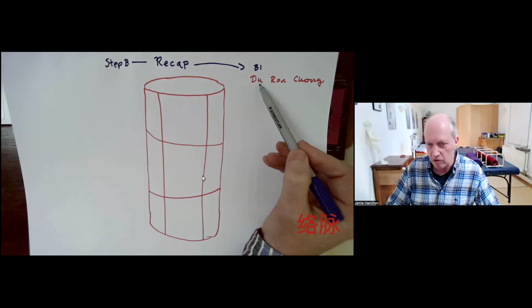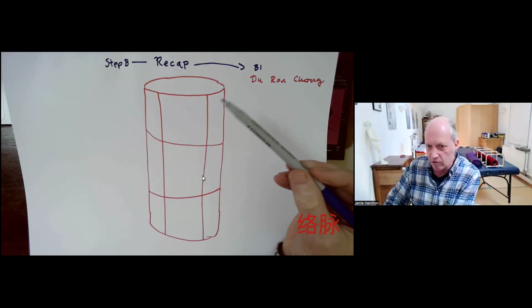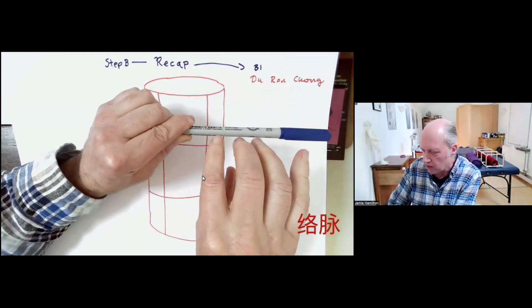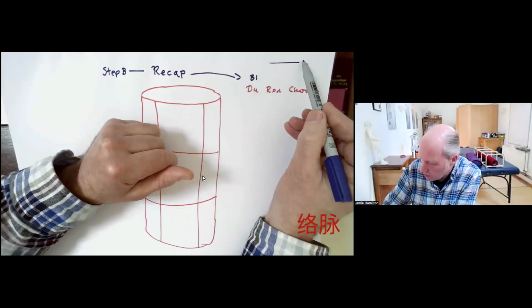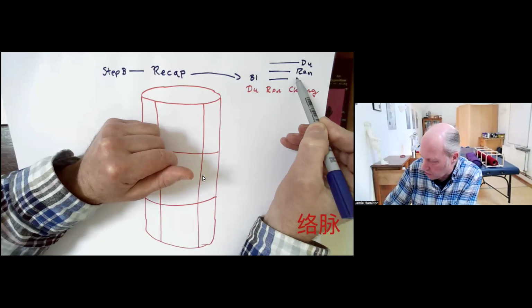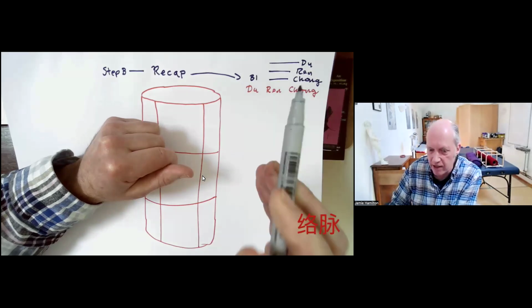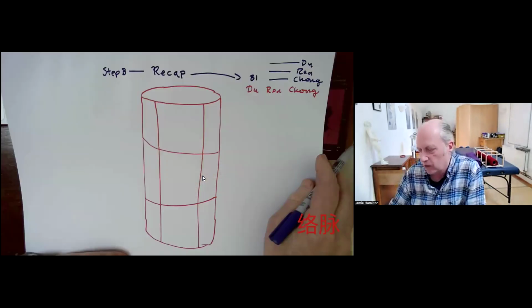So these three were accessed, if you remember, through this vertical feeling going all the way down through the pulse from the top to the bottom. Briefly, very briefly, the top layer is where you find the Du, the middle layer is where you find the Ren, and the bottom layer is where you find the Chong. And these should be felt as strongly vertically beating pulses, hitting your finger. So that's B1.